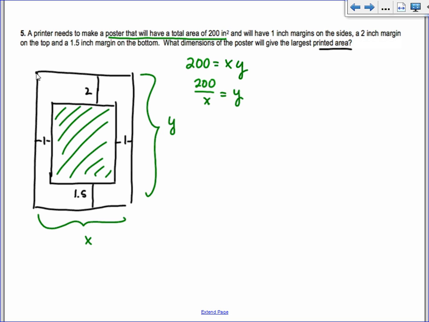Okay, so we want the largest printed area. So if I talk about the printed area, the total length along the side was y, and now I'm subtracting out 2 and 1.5, right? So what are you going to have? Yeah, y minus 3.5. And then this other one was originally x, like all the way out, but I'm subtracting 1 and 1, right? So it's going to be x minus 2. So the area that I'm trying to maximize is x minus 2 times y minus 3.5.